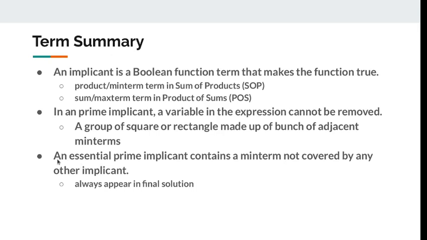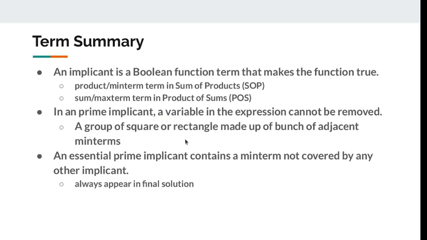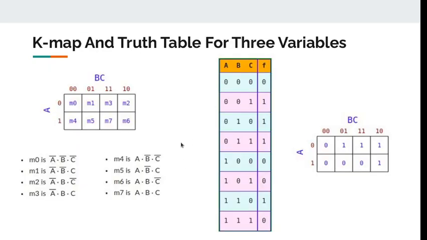And an essential prime implicant contains a min term that's not covered by any other prime implicant, by any other implicant. So a prime implicant, for example, this guy, it's not covered by any other term, and this one as well. It's an essential prime implicant. Sorry.